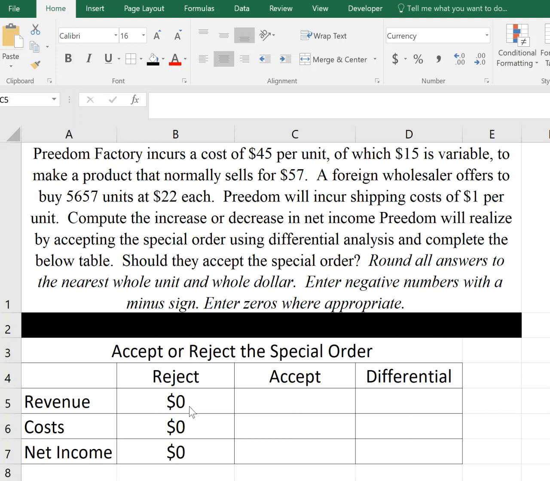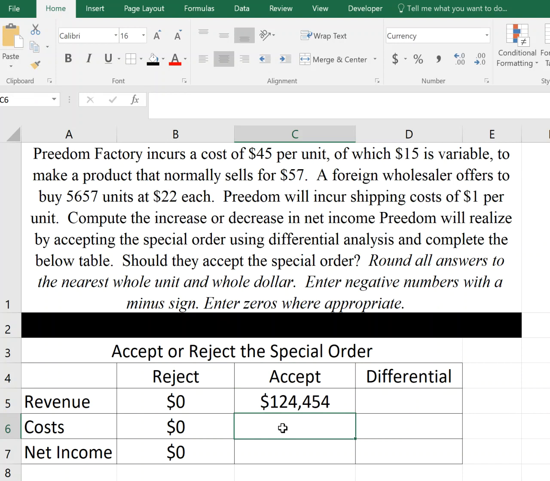So let's go through. If we reject that special order, our revenue will not increase, nor will our costs, and our net income will not increase or decrease because of that. Now, if we accept the special order, we are going to see a $22 increase in revenues times the number of units, which is 5657. So we will bring in an additional $124,454 if we accept that special order.